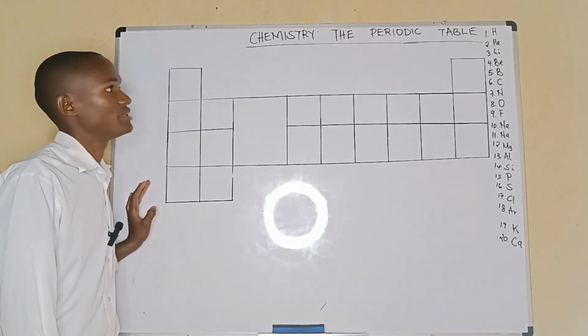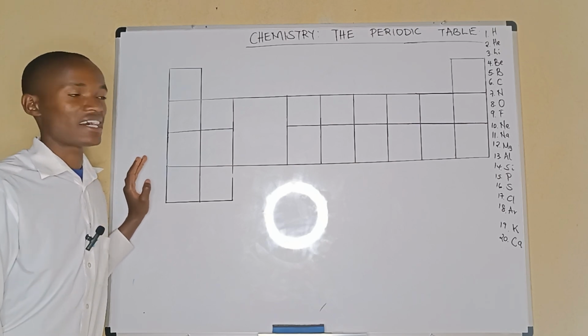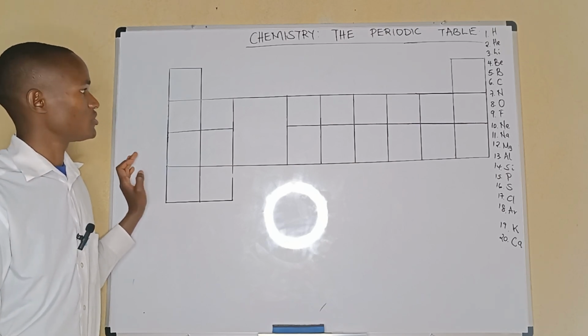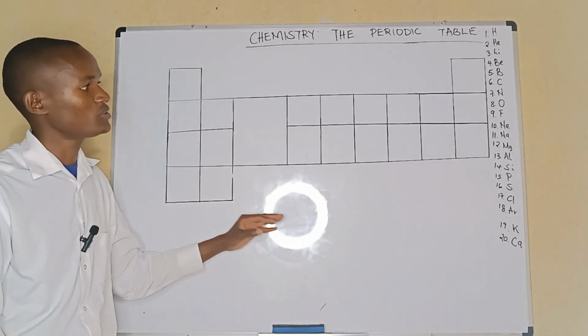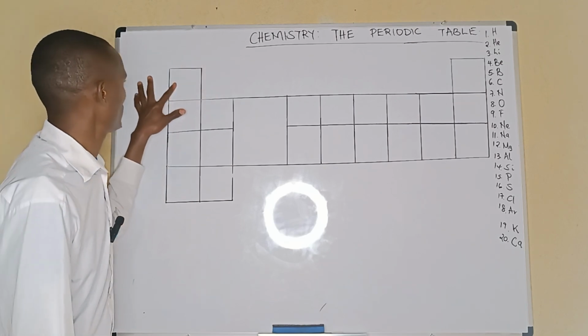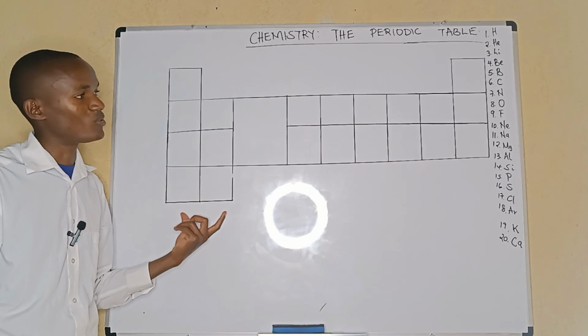Today we'll be looking at the periodic table, and with me here on the board I have already drawn a blank grid resembling the periodic table. You can see it containing several rows and columns. Also some parts are protruding like this one over here, and also two more boxes here.